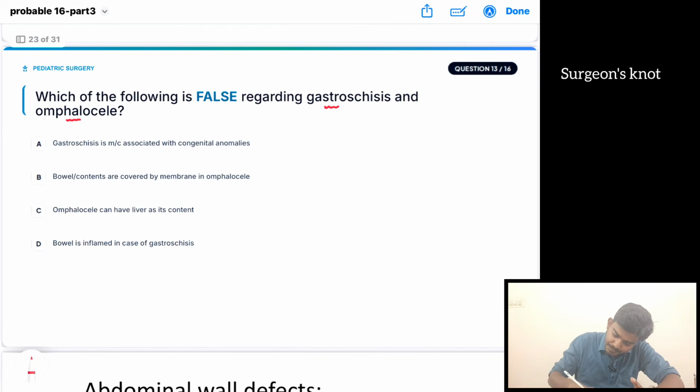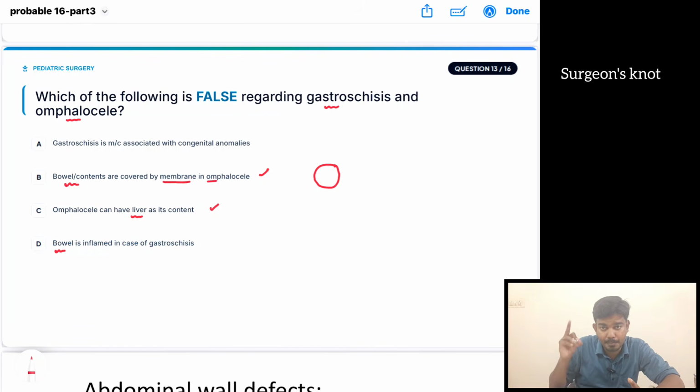So இங்க என்னது, bowel or contents are covered by membrane in case of omphalocele. எப்படி ரிமூவ் பண்ணிட்டோம், கவர் ஆயிருக்குல்ல, so that is correct தான். Omphalocele can have liverous content. Major இருந்துச்சு அப்படின்னா it can have liverous content. Bowel is inflamed in case of gastroschisis. Bowel வந்து வெளியே எக்ஸ்போஸ் ஆகுது, so it is inflamed. Gastroschisis is most commonly associated with congenital anomalies? No, omphalocele தான் it is associated with congenital anomalies, Beckwith-Wiedemann syndrome.